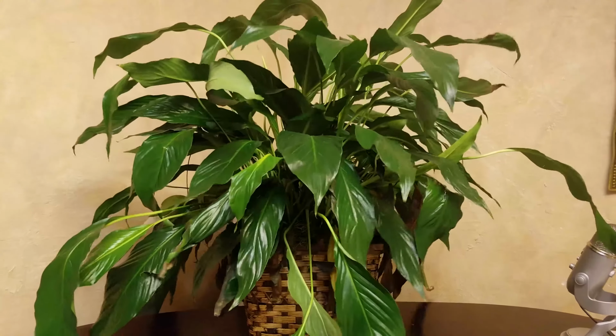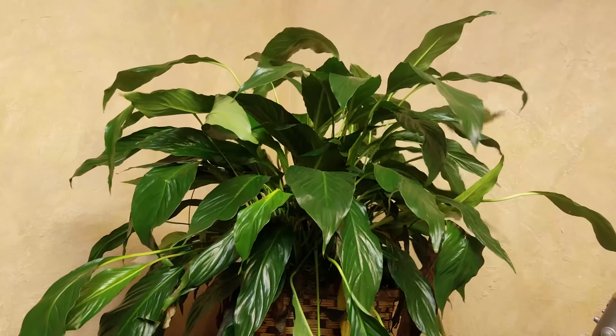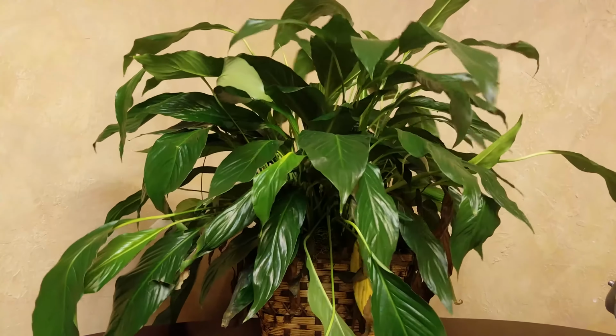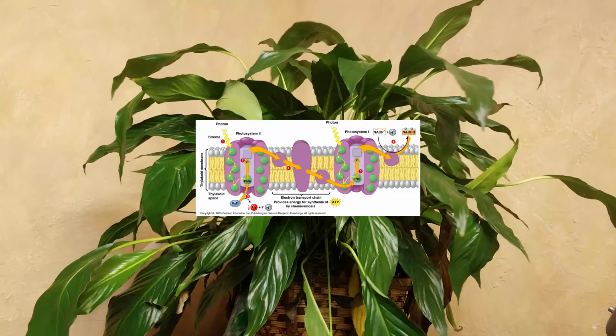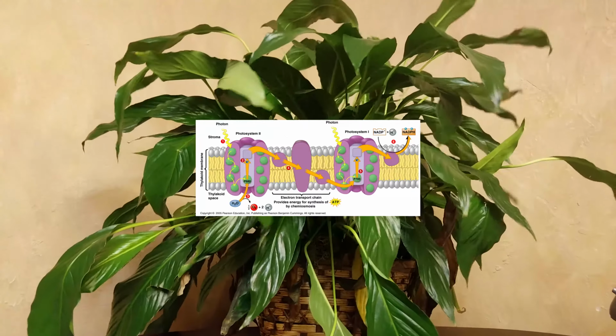Three main pigments involved in photosynthesis are chlorophyll A, chlorophyll B, and carotenoids. Each is responsible for absorbing light energy at its own specific wavelength. This allows for different wavelengths of light to be absorbed. Photosystems are made up of many pigment molecules that gather light.